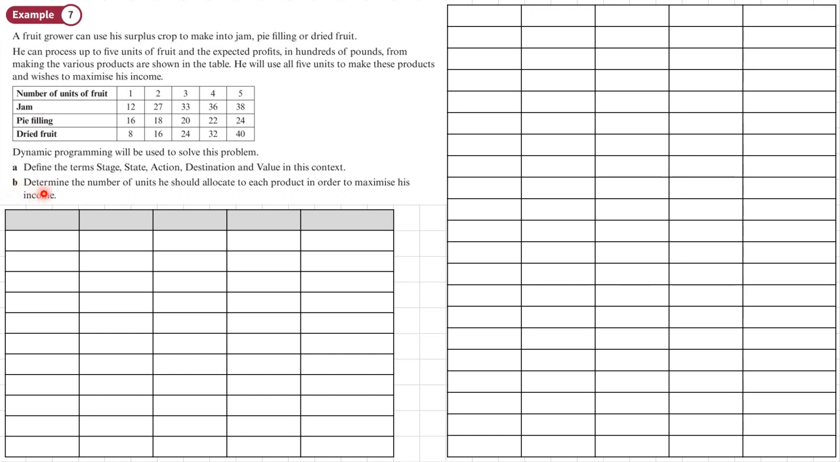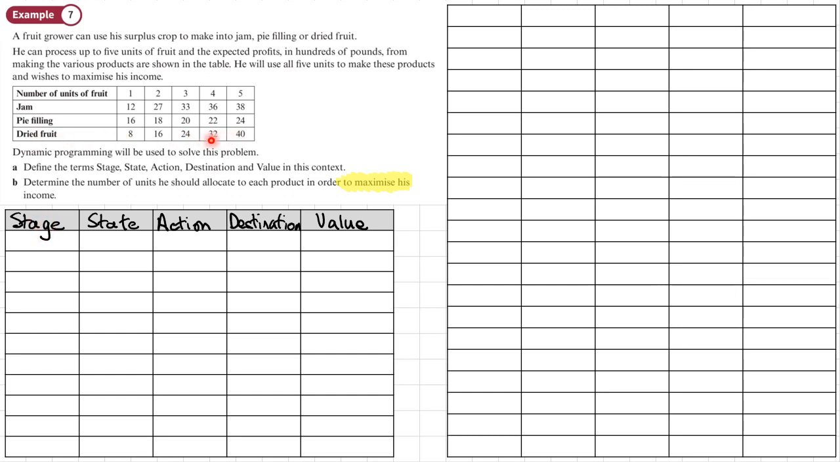Okay, so on to part B. Determine the number of units he should allocate to each product in order to maximize his income. Okay, so let's label up this table. We've already defined these in part A, so we should know what these mean. So the stage is the product that we're going to be considering.